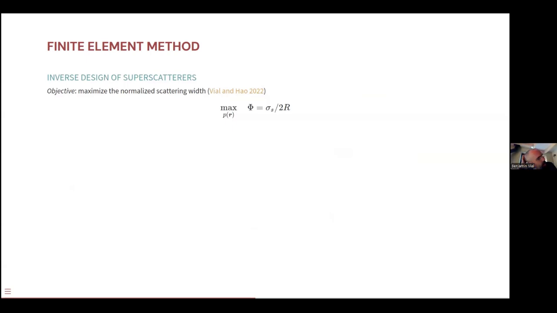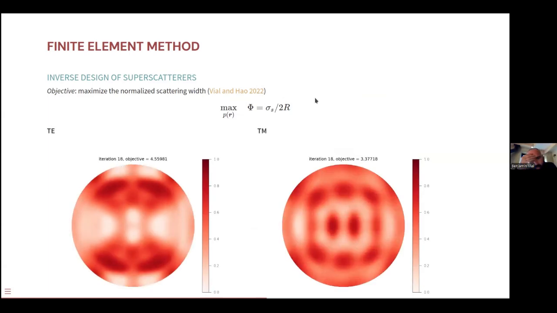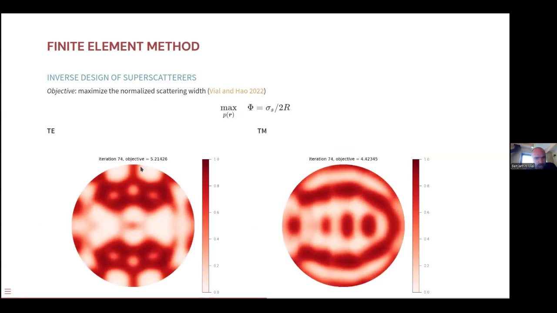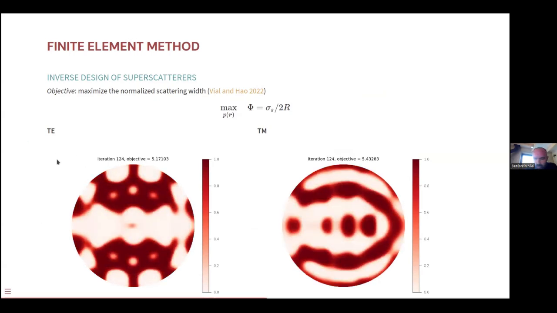And another application was to design superscatterers. So essentially, the objective function is maximizing the scattering cross-section for a given frequency. Here you can see a little animation that shows this. Those were performed for the two different polarization cases in 2D independently, and you can see the movie of the optimization process.